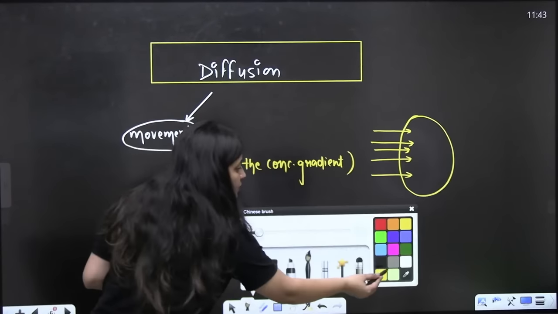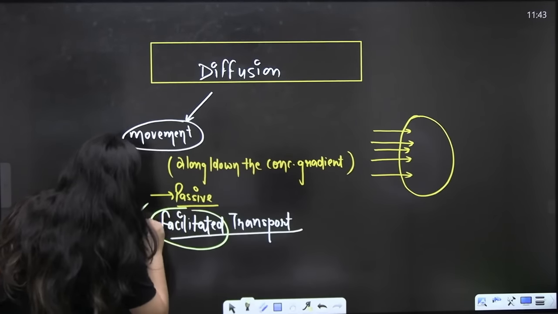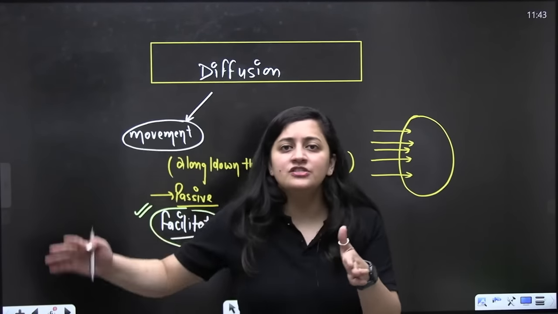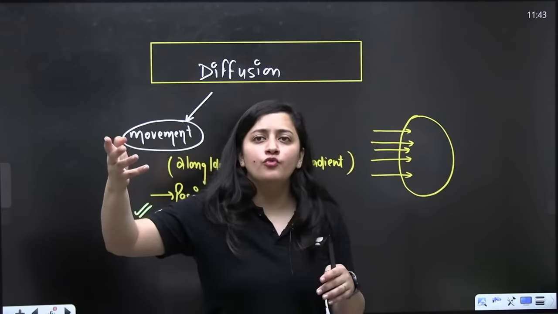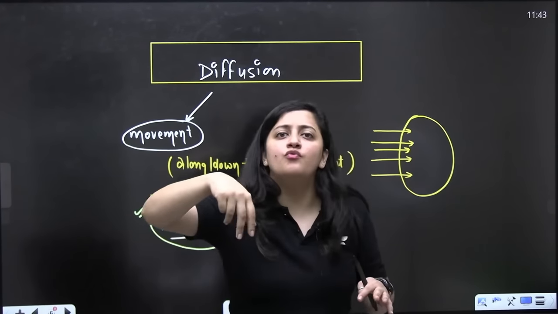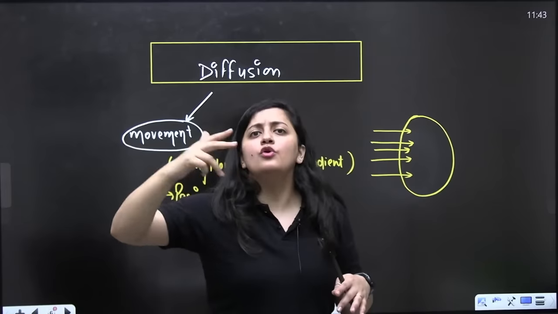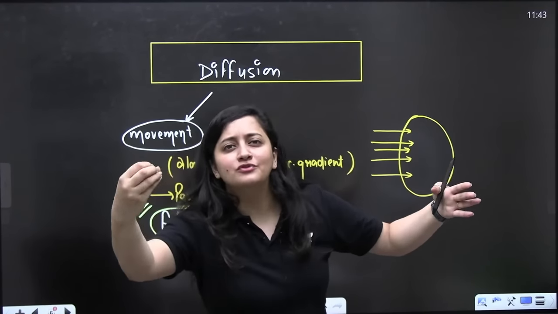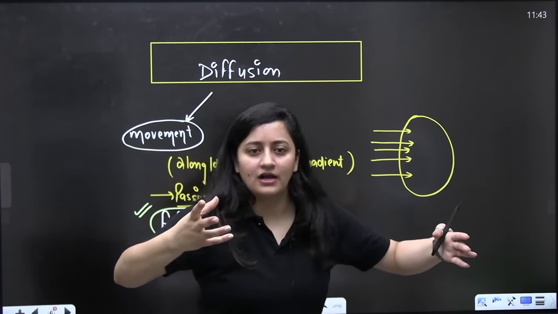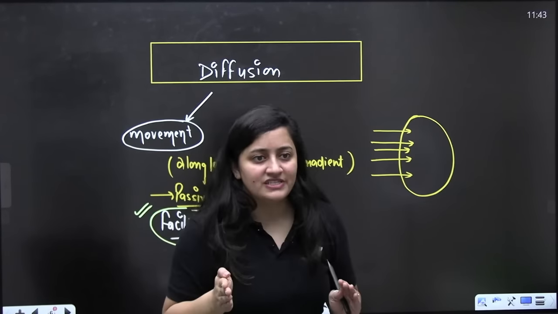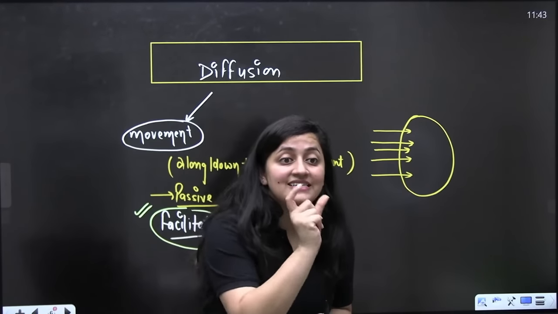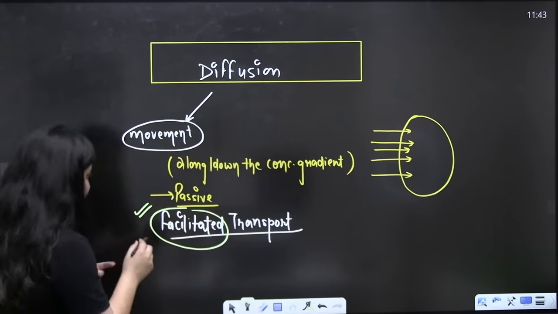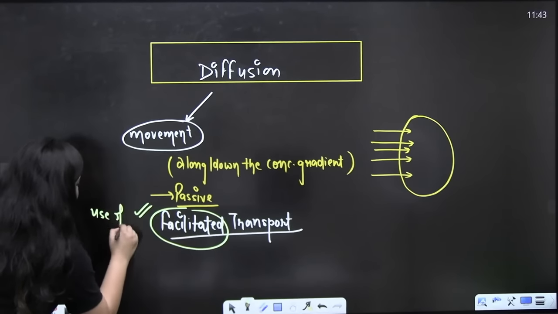Facilitated. Whenever the word is facilitated, it means we are providing some facility. We are providing a way. Now, let's say you are just moving from one place to another, just walking, right? Now, you want to go from place A to B. I'm telling you that yes, you can use a cycle, a bike or a car. I'm providing you a facility. So whenever the word is facilitated, what do you have to keep in your head? Yes, there will be the use of carrier protein.